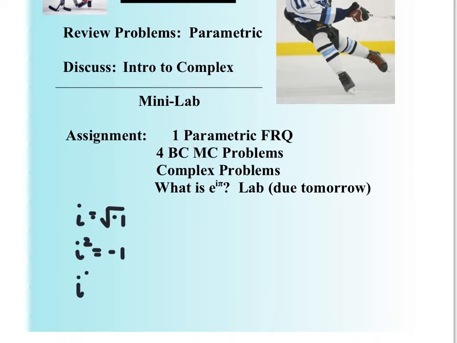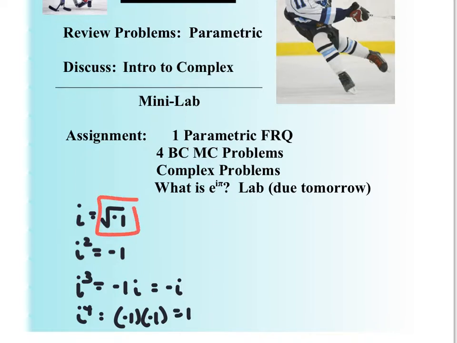i cubed is equal to i squared times i, which is -i, and i to the 4th is i squared times i squared. All right, so these right here are our 4 that cycle back to us.